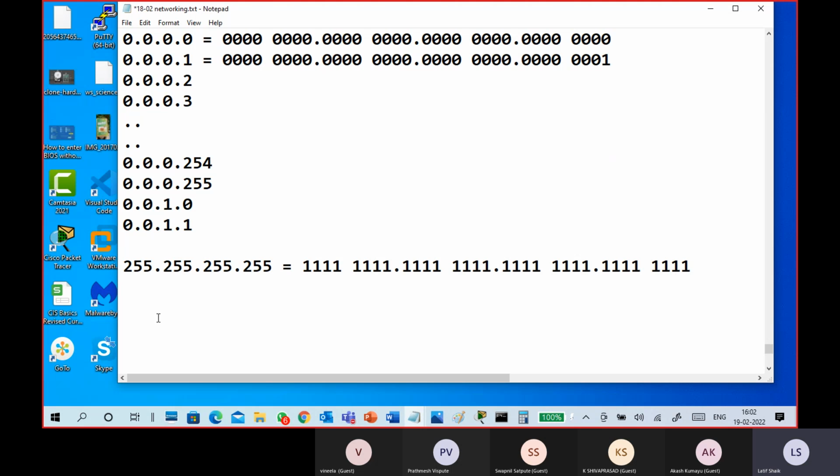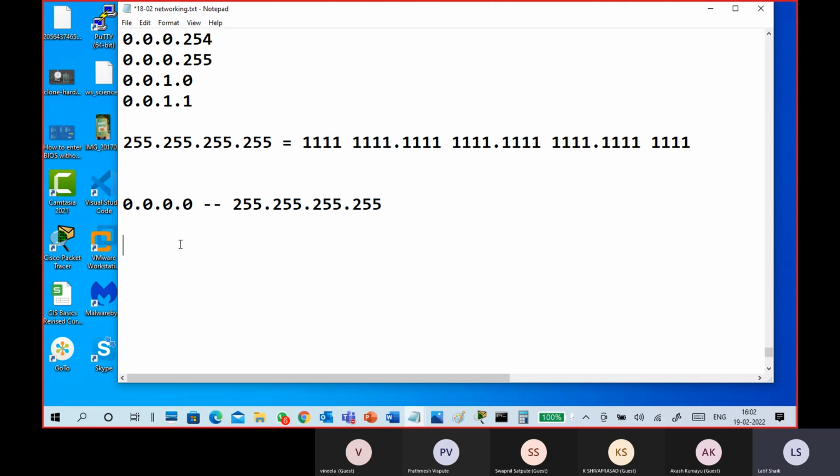The total IP addresses run from 0.0.0.0 to 255.255.255.255. This is the total range of an IP address, and these are the 4.3 billion IP addresses you will get. Okay, so we divide the total range of IP addresses into classes.